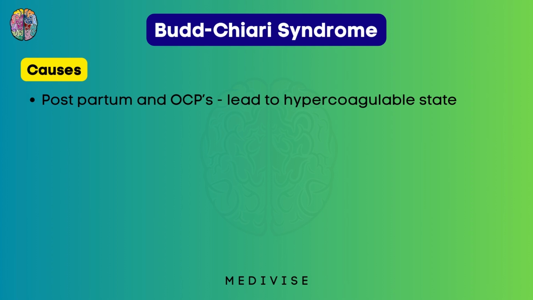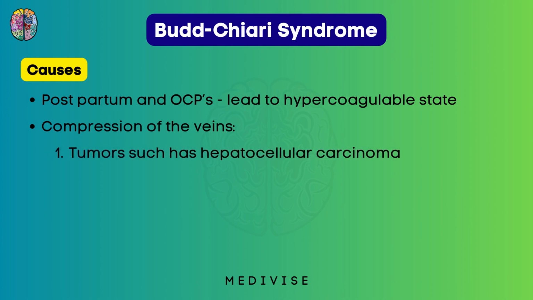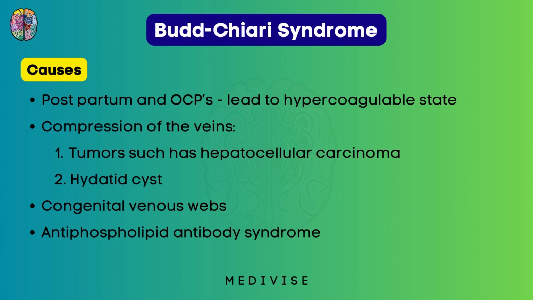Now, if there is not a thrombus but there is some condition which is leading to the compression of the veins, it can lead to this syndrome also. For example, tumors such as hepatocellular carcinoma or even hydatid cysts can lead to this. Other conditions include congenital venous webs and antiphospholipid antibody syndrome.